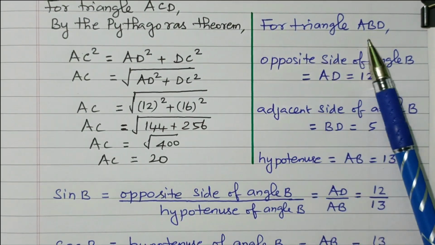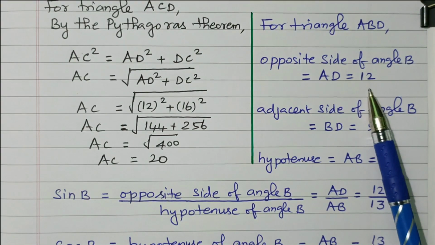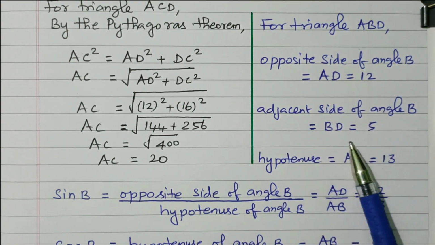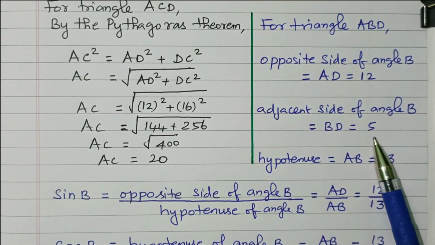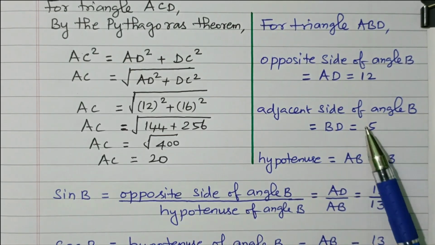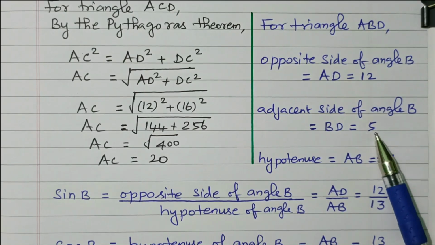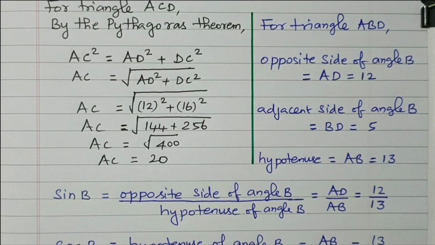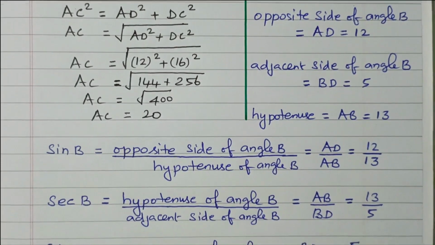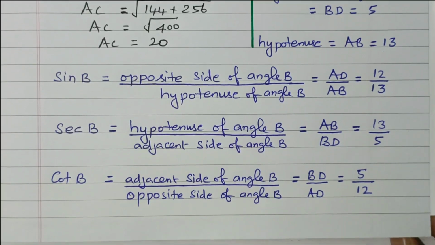So from triangle ABD, the opposite side is AD, that is equal to 12. Adjacent side of angle B is BD, that is equal to 5. Hypotenuse is AB, that is equal to 13. Right? So now we know all three values: opposite side 12, adjacent side 5, hypotenuse 13. So by using that we can calculate the first three values by referring to angle B.